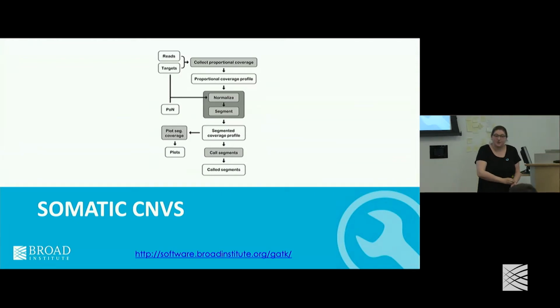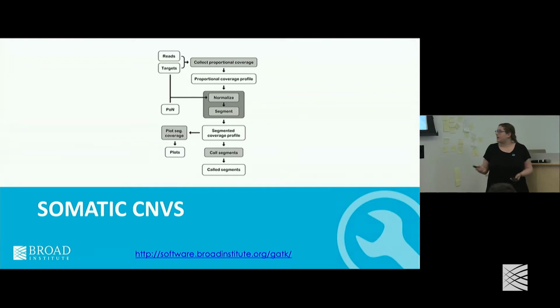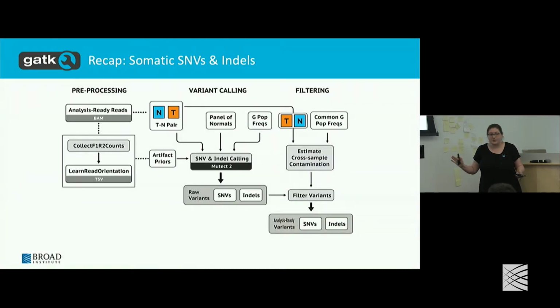If you don't have any normals, you can still run the pipelines, but you might get lots of false positives. Yes, you can run this pipeline without a matched normal, and then we would really recommend using a panel of normals if possible. Similarly, if you only have a matched normal, you don't have a panel, you can still run it. But the more normals you have, the higher quality your calls will be.